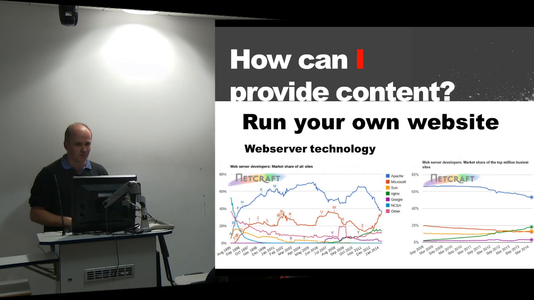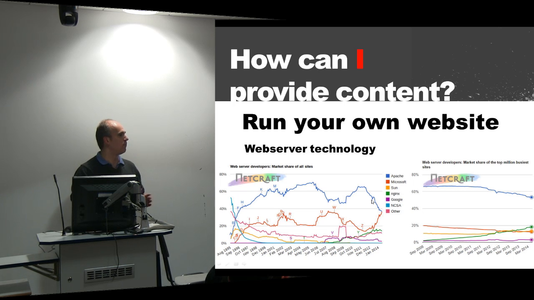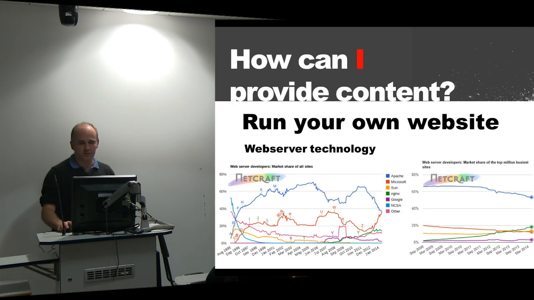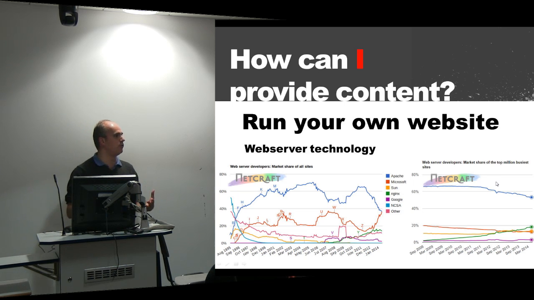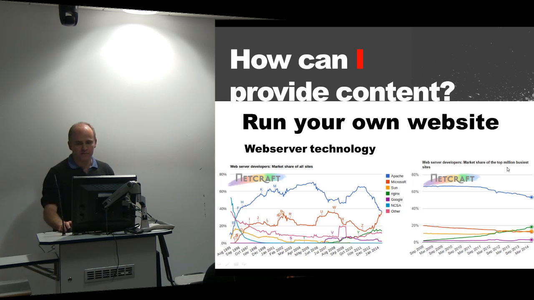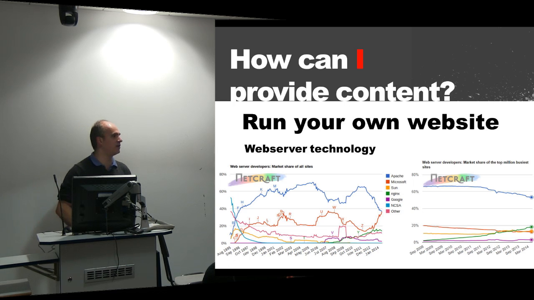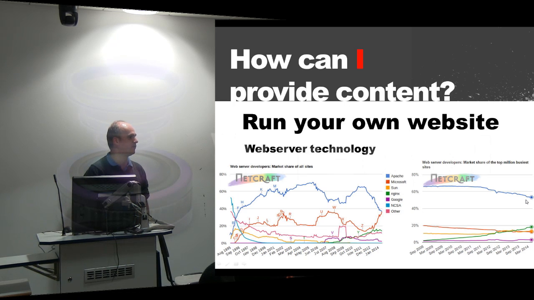When we look at the left, you say, okay, Apache, Microsoft, more or less equal. However, when we look at the websites which are really used, the top 1 million busiest websites, they are being mainly used by Apache. More than 50% of the market is an Apache website.